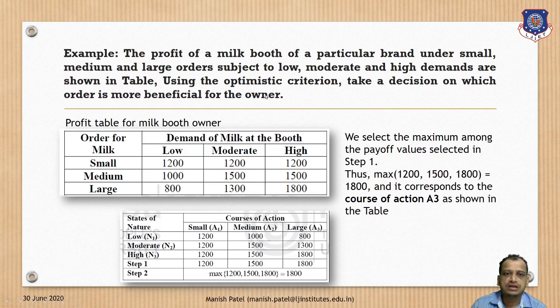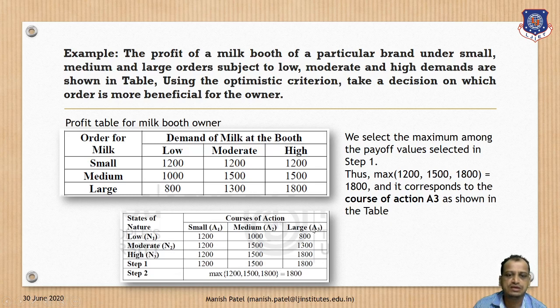Now, using the optimistic criterion, what is the company looking for? Take a decision on which order is more beneficial for the owner. In step 1, you try to find the maximum among the payoff values. Here it is 1200, here it is 1500 and here it is 1800. Out of all these, which one is the maximum? It is 1800, which is the course of action A3.